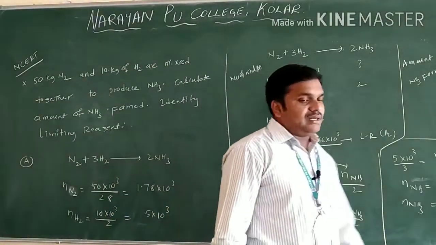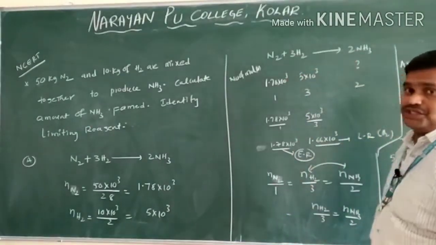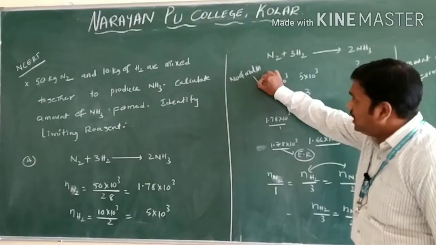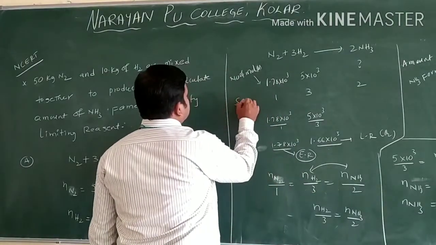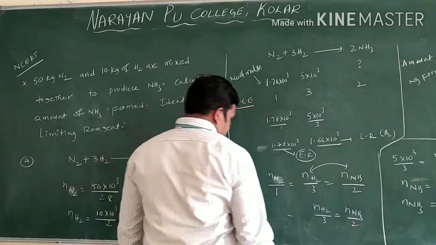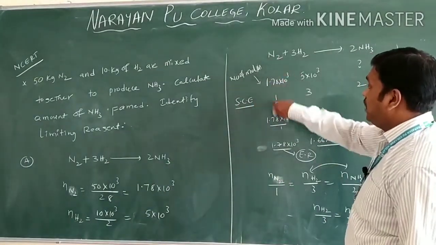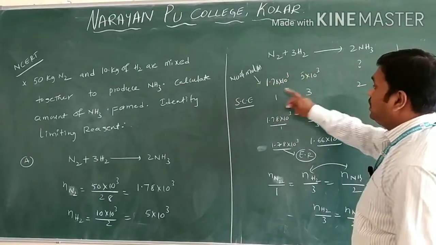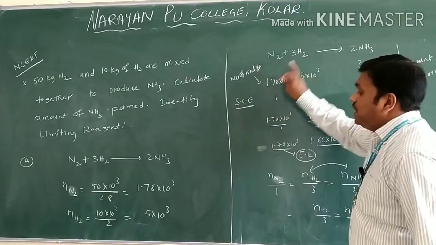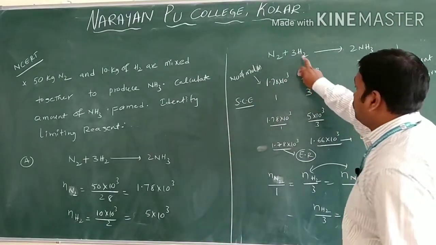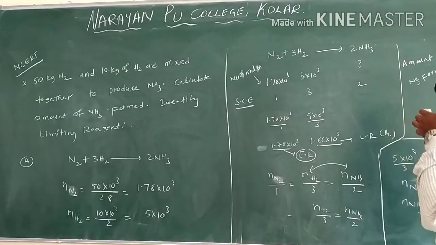Now we write the equation again, N2 plus 3H2 is equal to 2NH3. These are the stoichiometric coefficients from the reaction. Clear? So here 1, here 3, here 2. You got 1.78 into 10 power 3 moles of N2, and 5 into 10 cube moles of H2, but we don't know how many moles of NH3 are formed in the reaction.